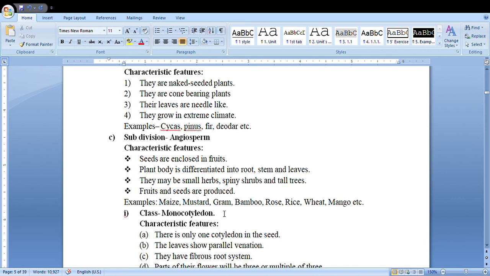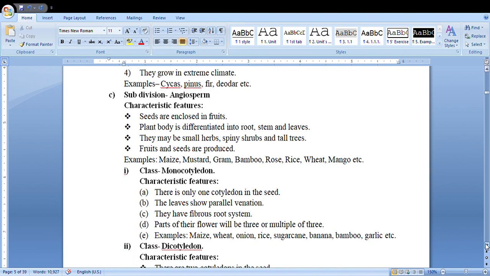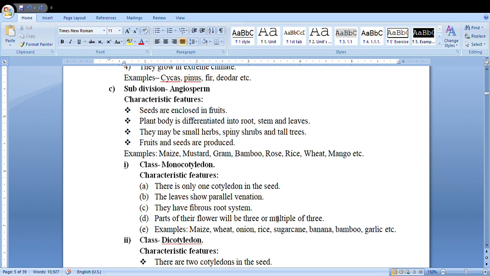Angiosperm is divided into two classes. One is class Monocotyledon. Characteristic features: there is only one cotyledon in the seed. The leaves show parallel venation. They have fibrous root system. Parts of their flower will be three or multiple of three. Example: maize, wheat, rice, onion, sugarcane, banana, bamboo, garlic, etc.